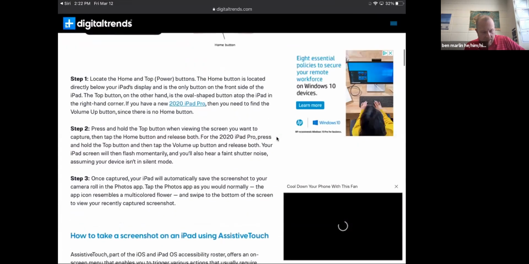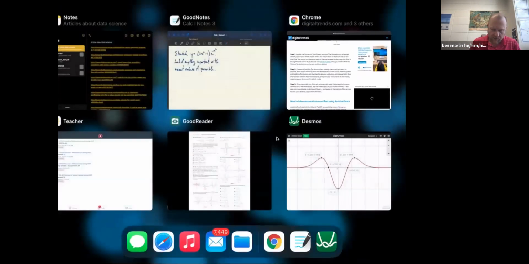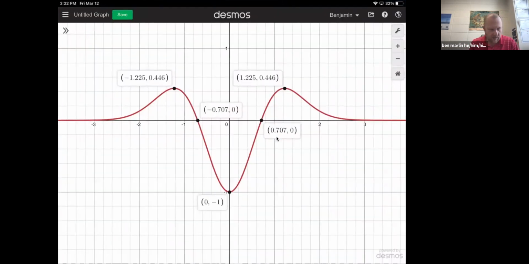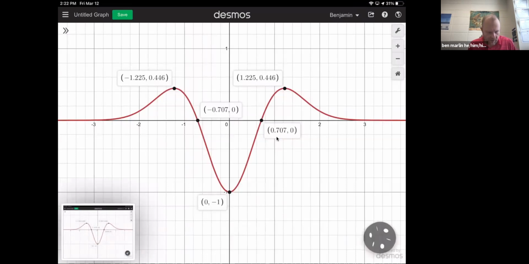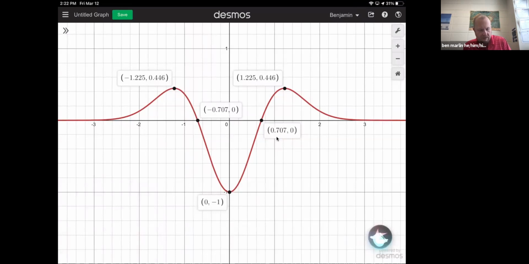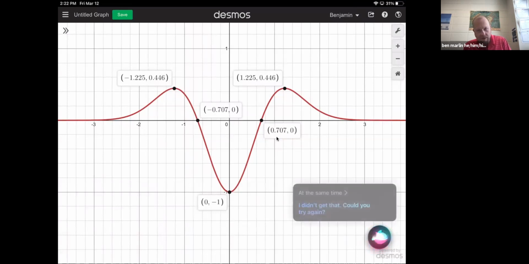Locate the home and top or power buttons. All right, so I know where those are. I should have known how to do this. All right, so the home and power buttons at the same time. All right, so it took a picture and it will have saved that to photos, I believe. All right. I didn't get that. Could you try again? No, I can't, Siri. Thanks. Could you go home? Go away, Siri. Bye.